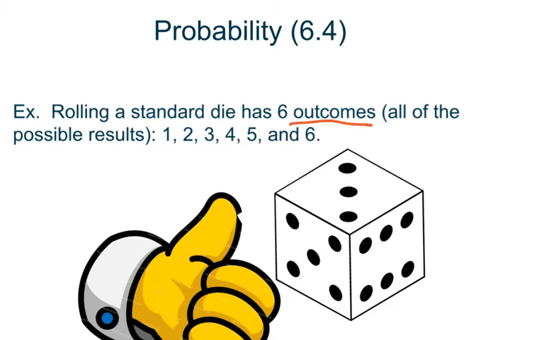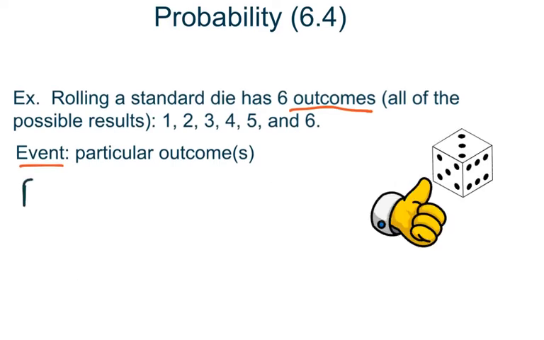And outcomes are just all of the possible results. It could be a 1 through 6, any one of those numbers. And then an event is a particular outcome or outcomes. And that's really what probability deals with, events and outcomes.